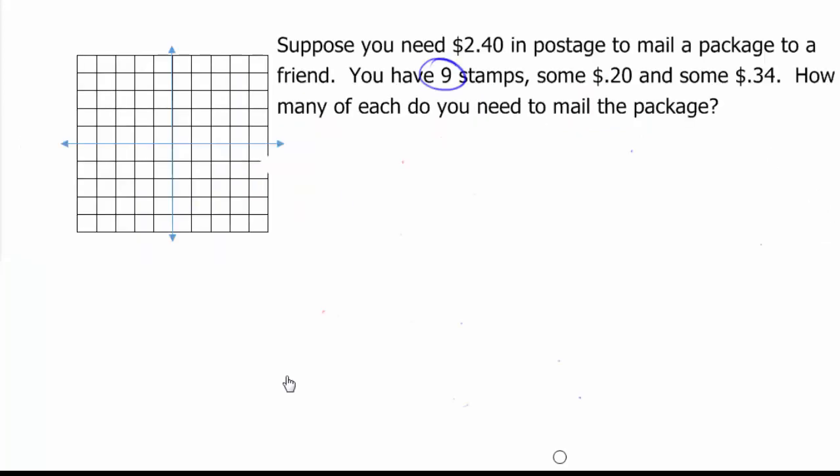Okay, so on this word problem, suppose you need $2.40 in postage to mail a package to a friend. You have 9 stamps, some 20 cents, some 34 cents. How many of each do you need to mail the package?